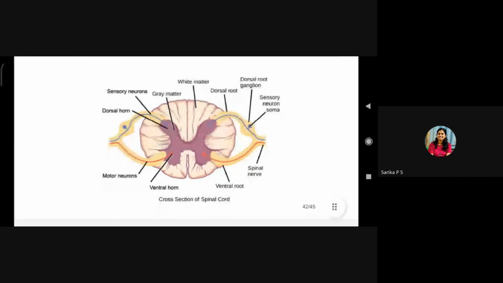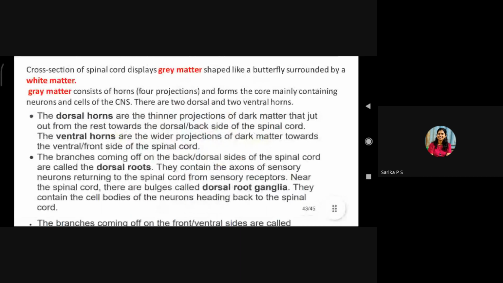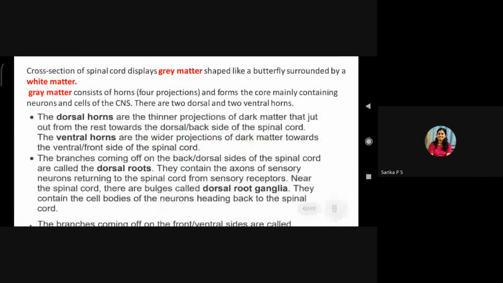This is the slide describing all that. Cross section of spinal cord displays gray matter shaped like a butterfly surrounded by white matter. Gray matter consists of core projections and forms the core, mainly containing neurons and cells of the central nervous system. There are two dorsal and two ventral horns. The dorsal horns are the thinner portions of gray matter and jut out towards the dorsal back side of the spinal cord. Ventral horns are wider projections of gray matter towards the ventral front side of the spinal cord.